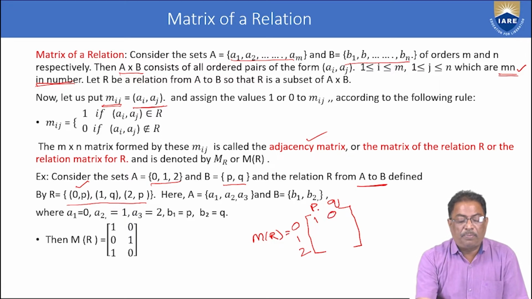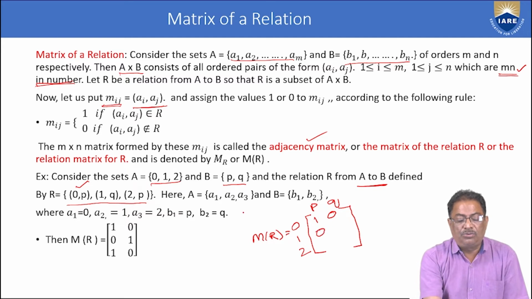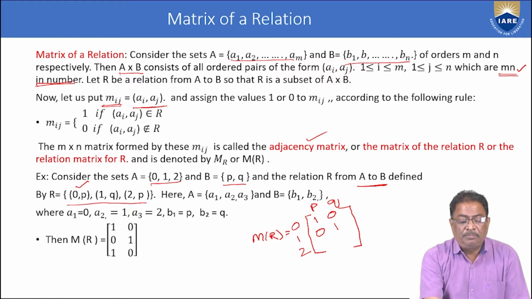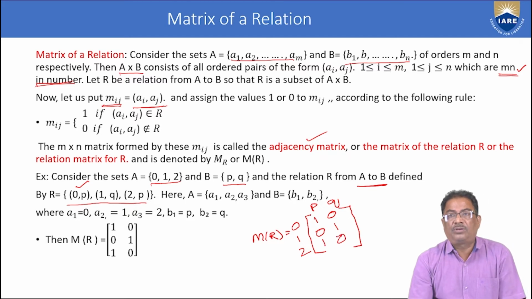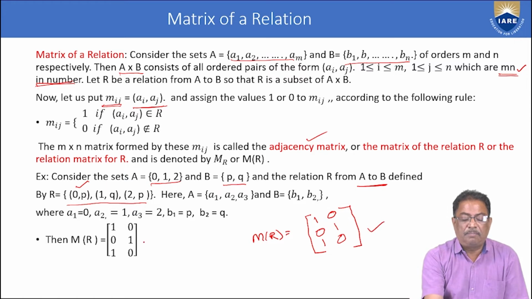Next (1,P) is not there, so we take it as 0. Then (1,Q) is there, so we take it as 1. Then (2,P) is there, and (2,Q) is not there, so we take it as 0. Then we remove these labels, and whatever matrix we get, the same matrix is here.